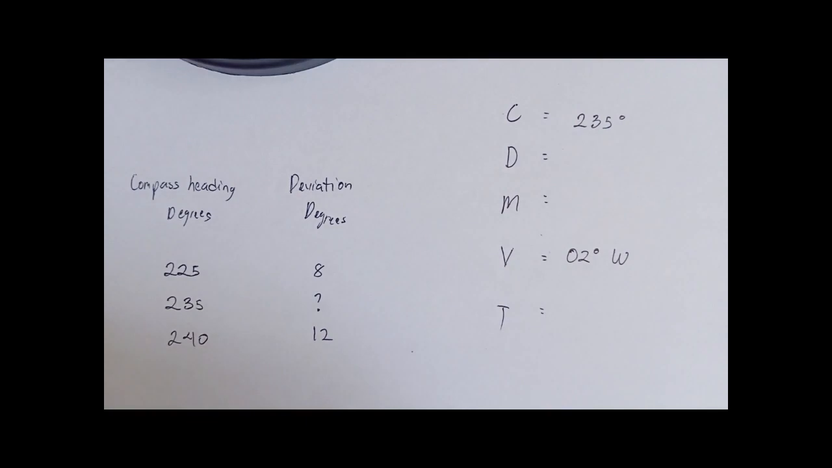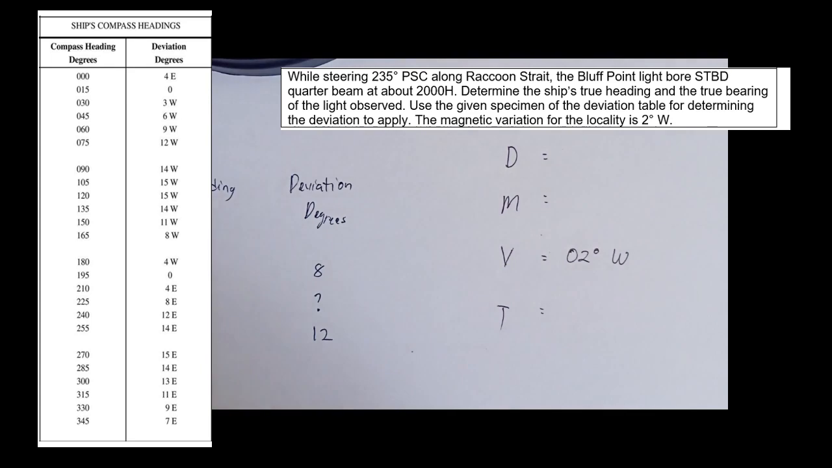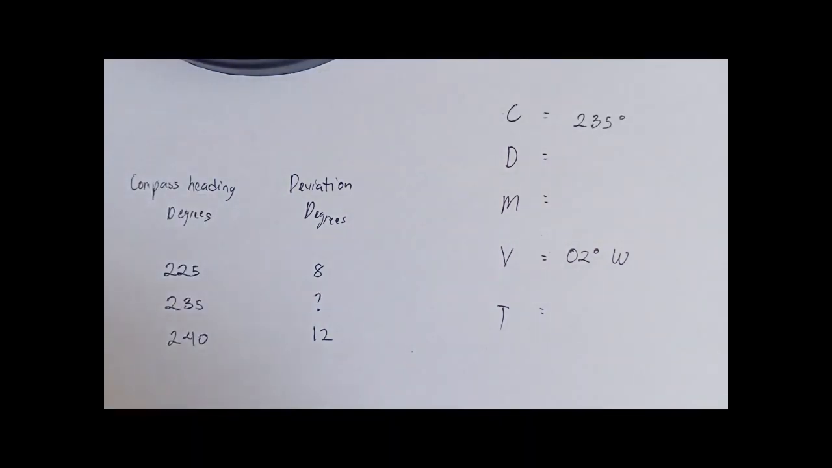Good day. So today's assessment number 4 is about solving the magnetic deviation through heading and through bearing. The scenario is that I will show the image and the specimen of the deviation table. You can pause it to see those two images. So now we can proceed to solving the magnetic deviation.